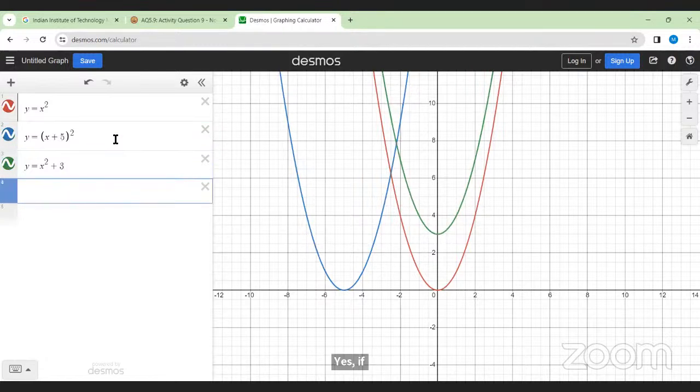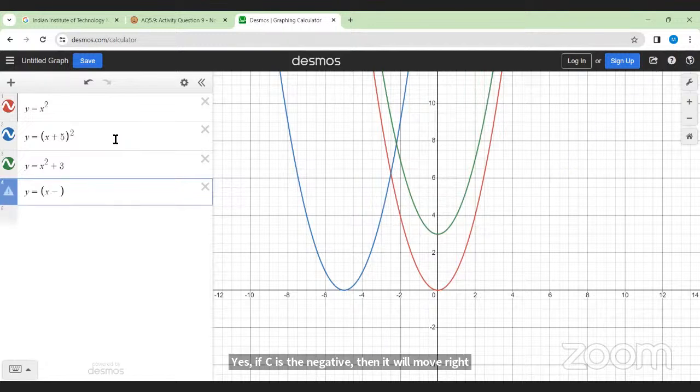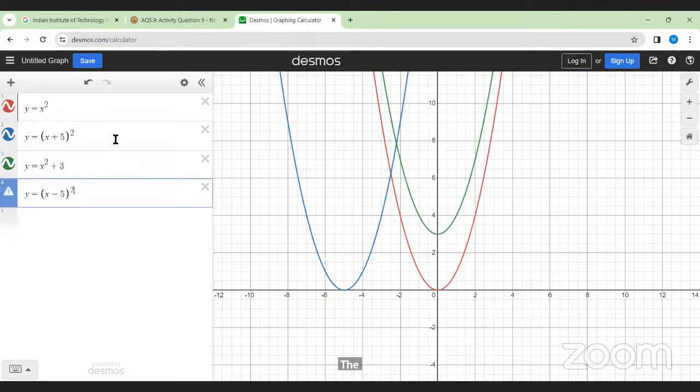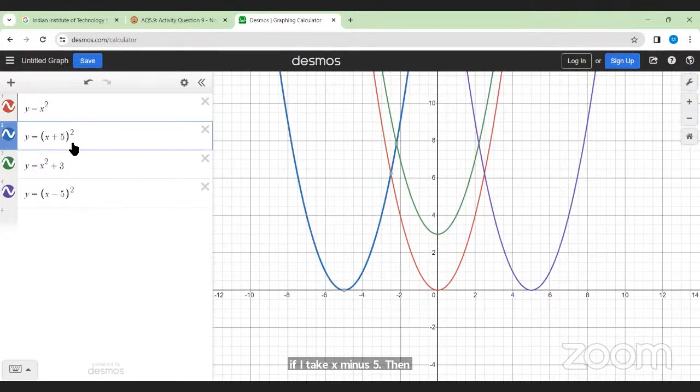Suppose I take y is equal to (x minus 5) the whole square. Then you observe that it will go to the right side. That's why I'm taking the scalar to be positive, and only then I'm saying that it will shift left. So it's always the opposite. Got it, everyone?